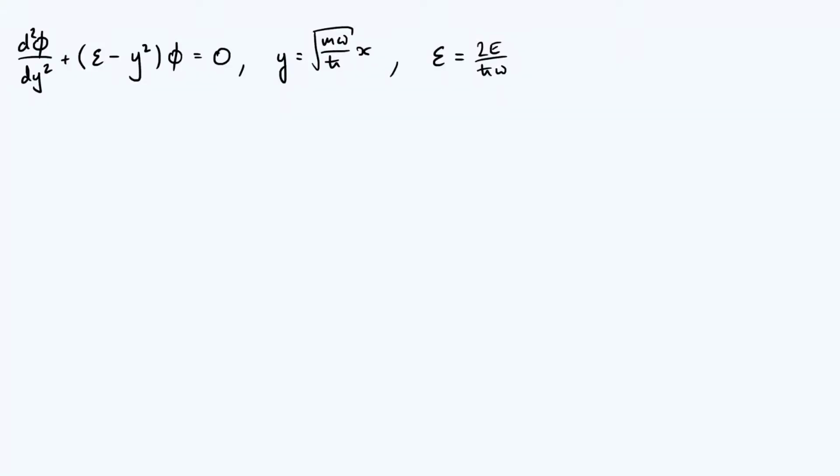Hi everyone, this is the third video in a 5-part series on how to solve the Schrödinger equation for the quantum harmonic oscillator. So I'm just going to start with a very brief recap of where we are so far, what we've done in the first two videos.